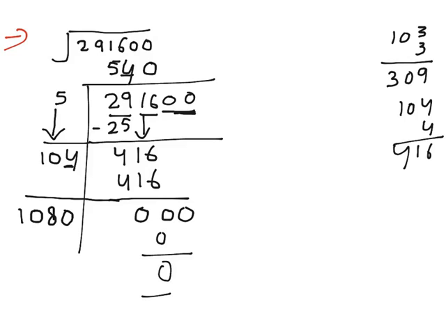So our required answer is the square root of 291600 will come as 540.